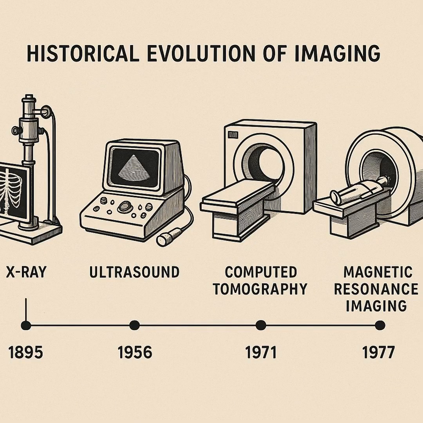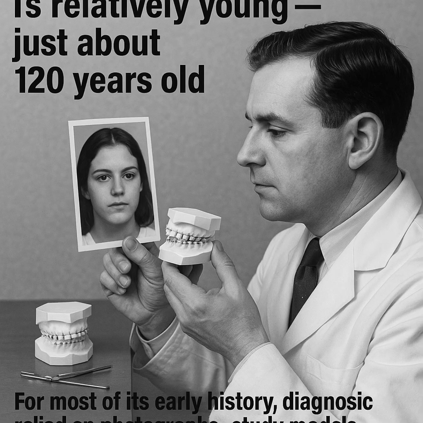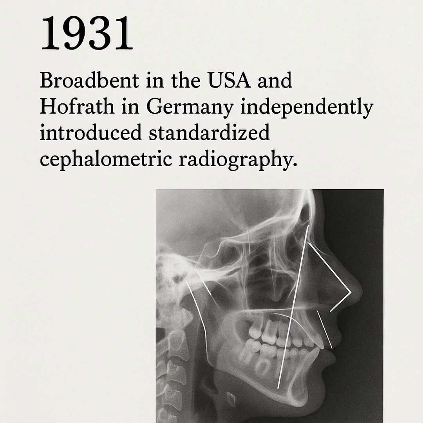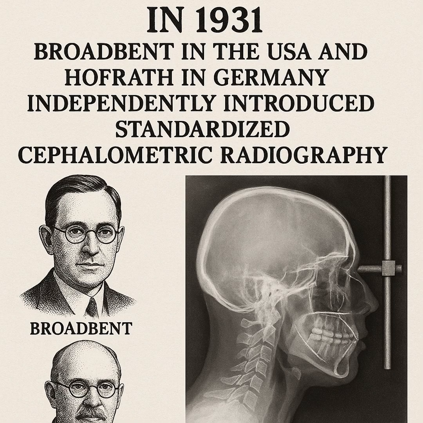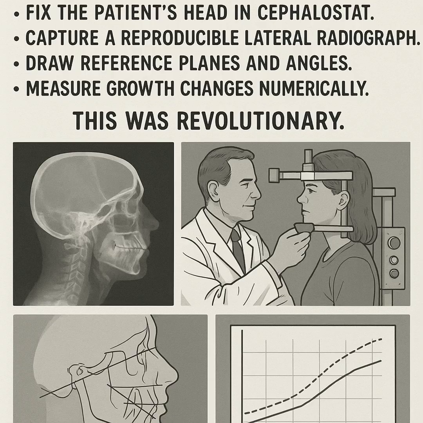1. Historical evolution of imaging. Orthodontics as a specialty is relatively young, just about 120 years old. For most of its early history, diagnosis relied on photographs, study models, and the trained eye of the clinician. Then in 1931, Broadbent in the USA and Hofrath in Germany independently introduced standardized cephalometric radiography. For the first time, orthodontists could fix the patient's head in a cephalostat, capture a reproducible lateral radiograph, draw reference planes and angles, and measure growth changes numerically.